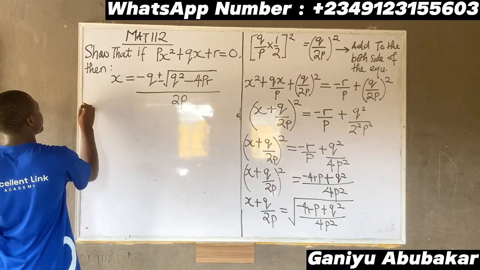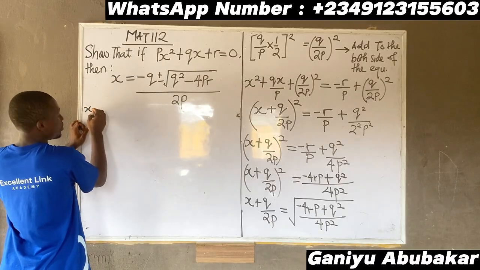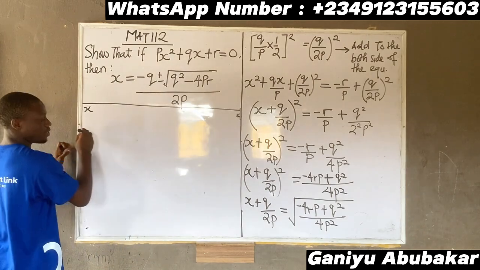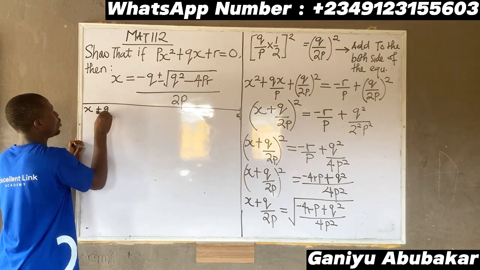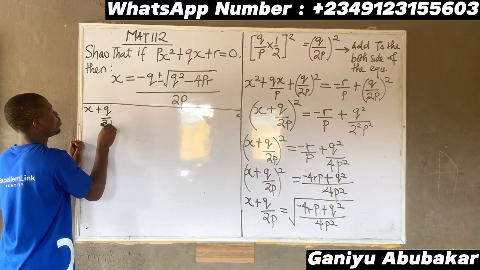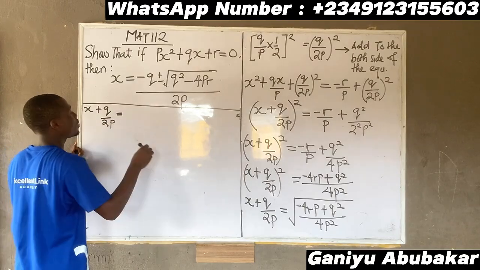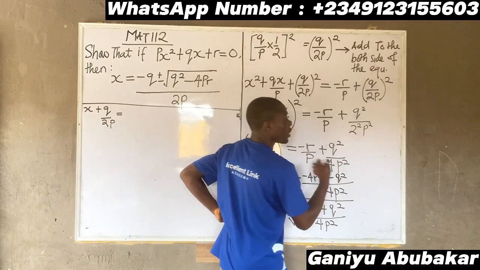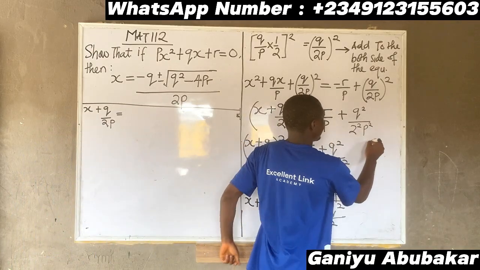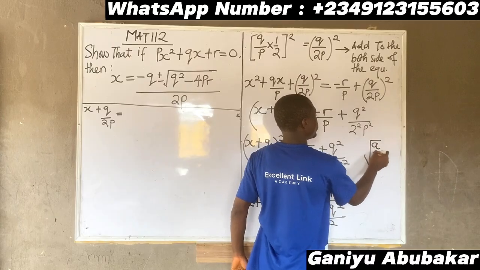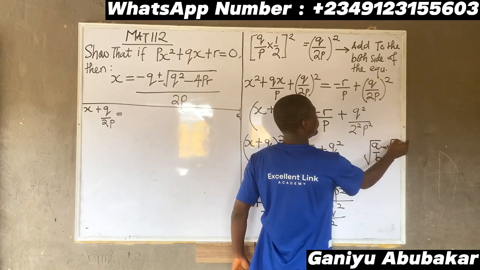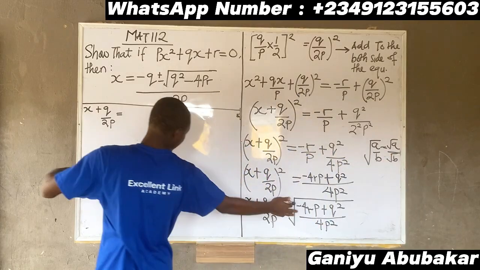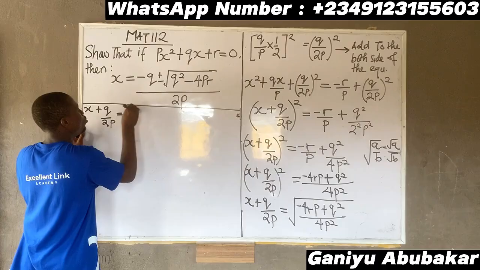That gives you x, right? Of course, this is not part of it, this is like the question. So x plus q over 2p equal to, this gives you, separate them. I explained this yesterday: if I have root of a over b, that's root a over root b. Same thing happens here. Separate them.